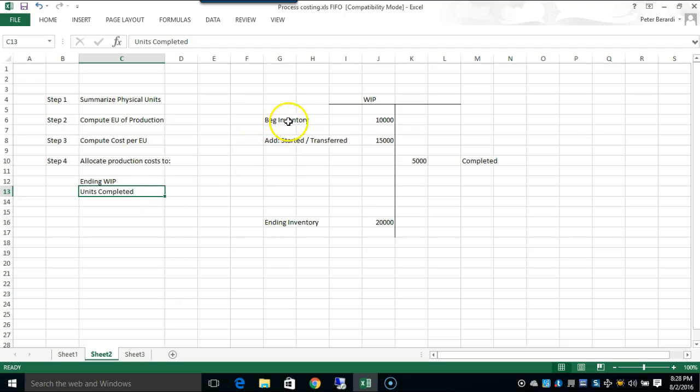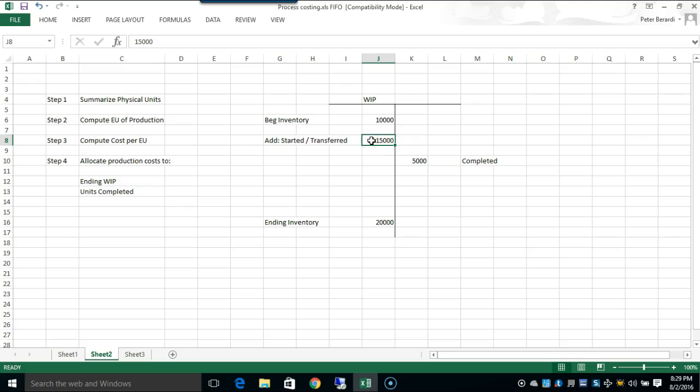Why? Because the beginning inventory was last month's ending inventory. So last month's ending inventory became this month's beginning. That had been costed out already in a process cost system. So there is a cost already associated with it.